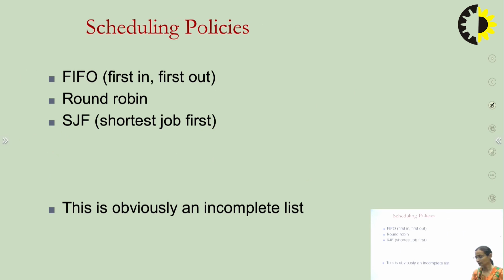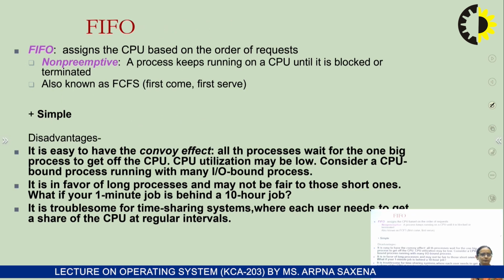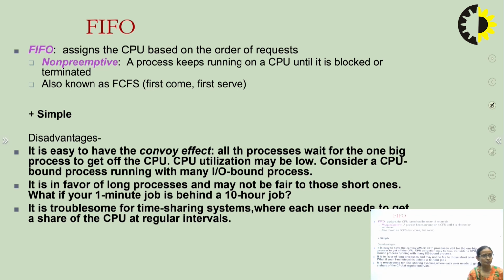These are the scheduling policies which we need to discuss today. The first one is FIFO, first in first out, then round robin, and SJF, that is the shortest job first algorithm. What is FIFO? It assigns the CPU based on the order of request. Non-preemptive, it is a process which keeps running on a CPU until it is blocked or terminated. It is also known by the name FCFS, that is first come first serve algorithm.